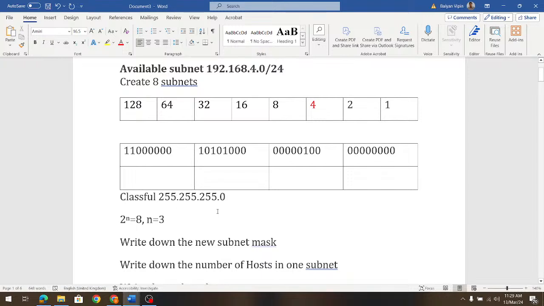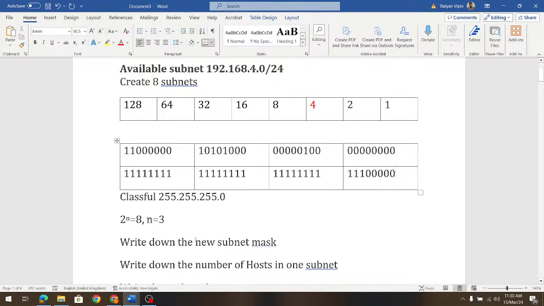So now 2 raised to the power n equals 8, n equals 3. So we have to use 3 bits from there. Obviously it's class C, these all bits are 1, 255. So this is classful, but we have to do classless now because we have to use 3 bits from there. So it will be 3 bits here. The remaining bits are used for hosts.